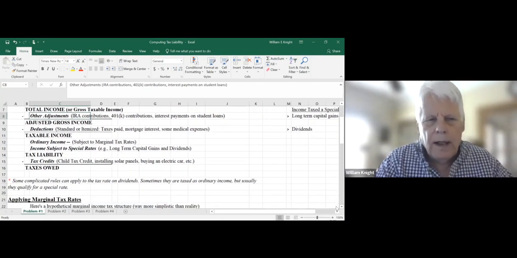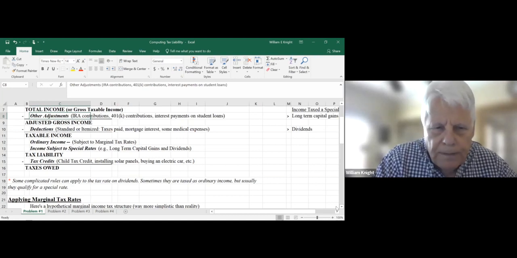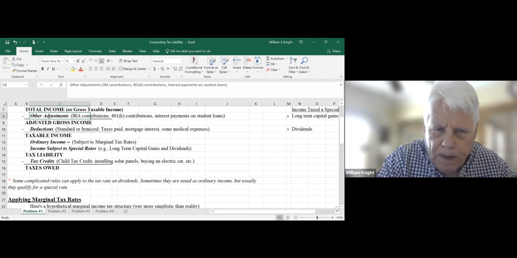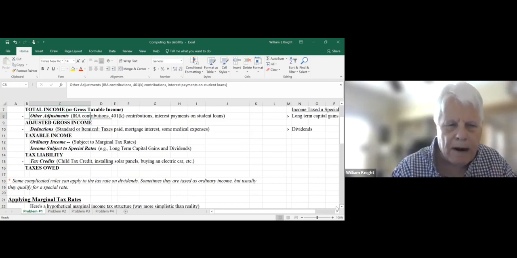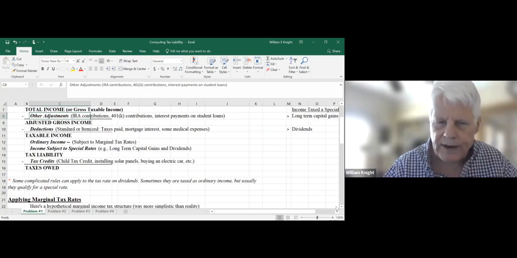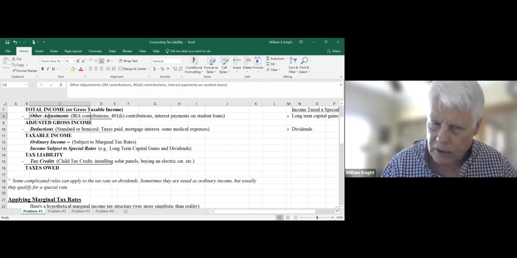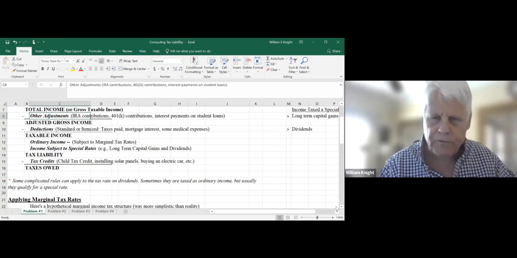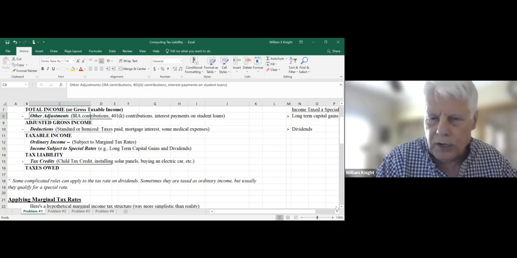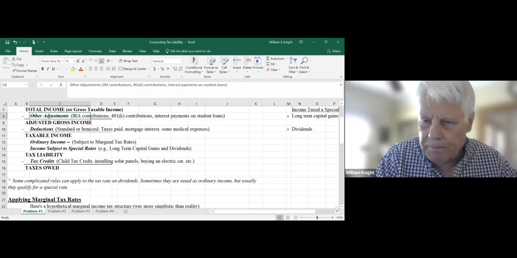Okay, so for our purposes here, the income subject to special rates primarily include dividends and long-term capital gains. Long-term capital gains are profits from the sale of an asset that you have owned for more than 1 year. Now, short-term capital gains, profits from the sale of an asset that you have owned for 1 year or less, are subject to the marginal tax rates. They're considered ordinary income. Okay.